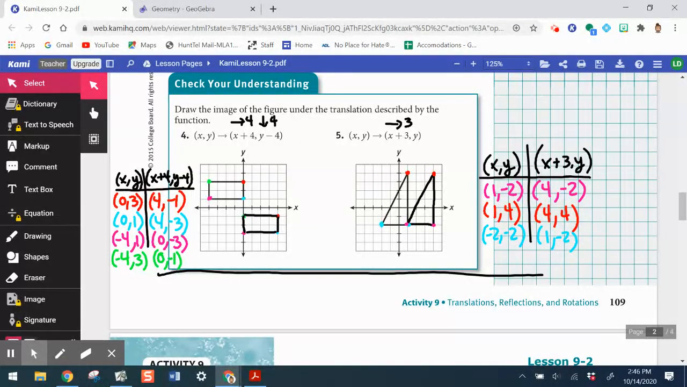So every single point on this rectangle moves to the right 4, and moves down 4. And I did some color coding here, so hopefully you can see that. Likewise, on item 5, here is the function table for that.